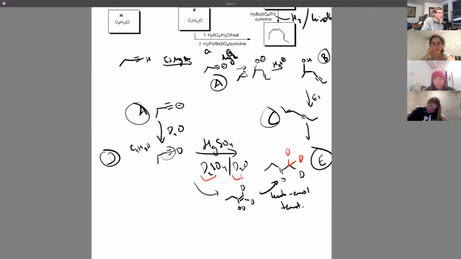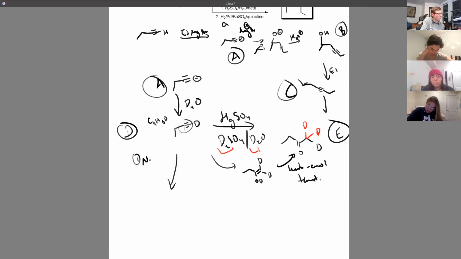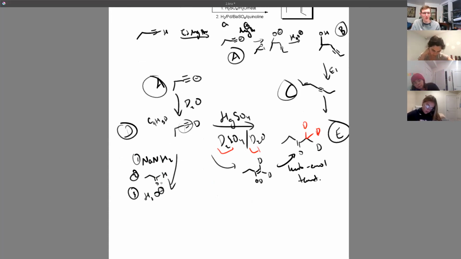Cool. Okay. And let's say we didn't go that way, and instead we went with sodium amide, and then we added this aldehyde, and then we did a workup. So what is the sodium amide going to do?